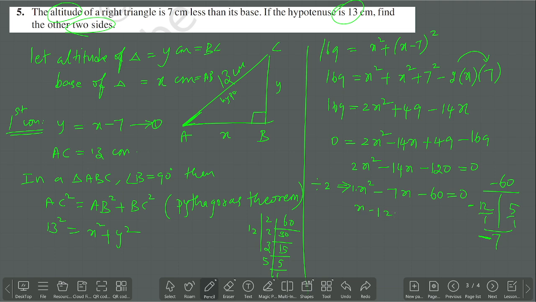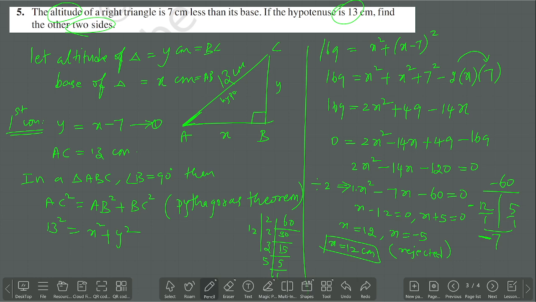So by 1, what am I getting? X minus 12 equal to 0. X plus 5 equal to 0. Then x equal to plus 12. X equal to minus 5. X is one of the sides. It never comes negative. It is like a length term, right? So it never comes negative. So it is rejected. Which is accepted? X equal to 12 centimeter is accepted.